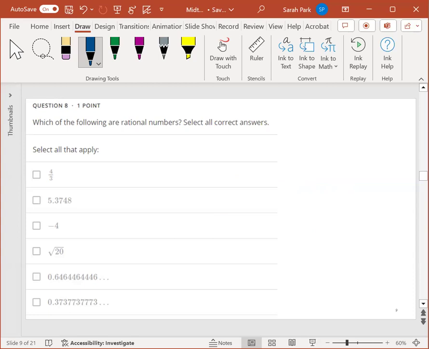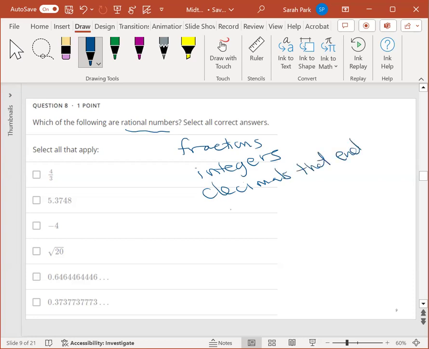Okay, number 8, we are going to choose the rational numbers. So what are rational numbers? Rational numbers consist of fractions, right? Or integers, decimals that end, or infinitely repeat. Okay, so infinitely repeat. And so rational numbers, they're fractions.